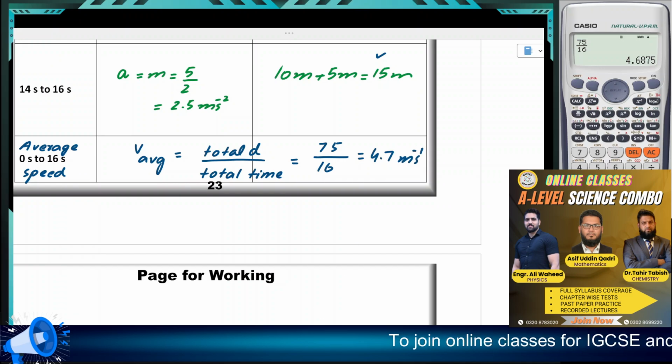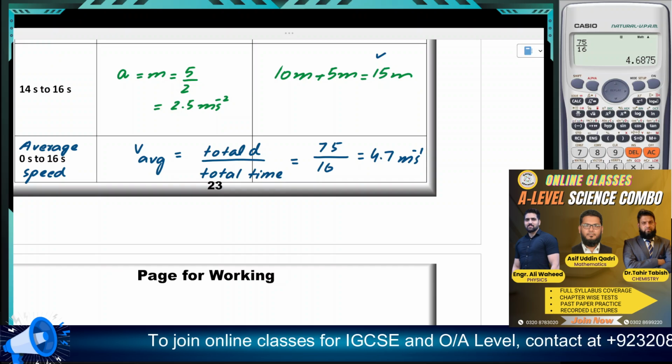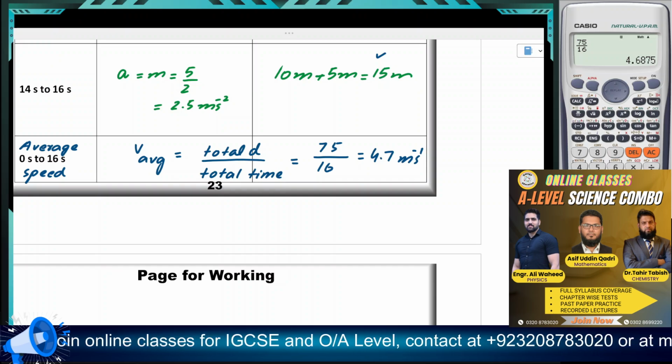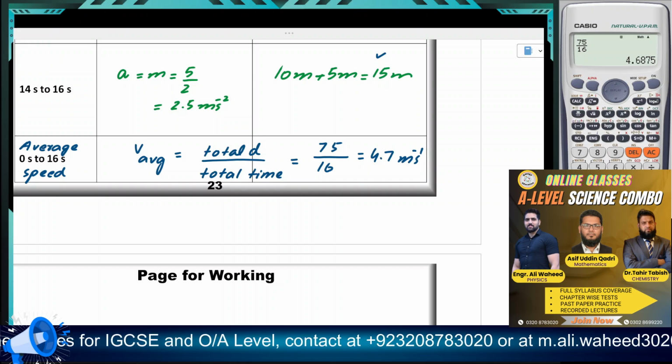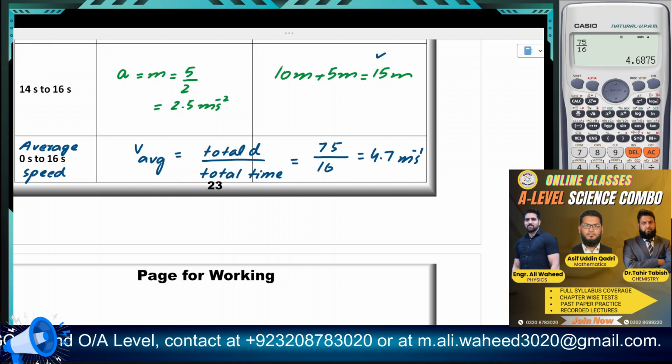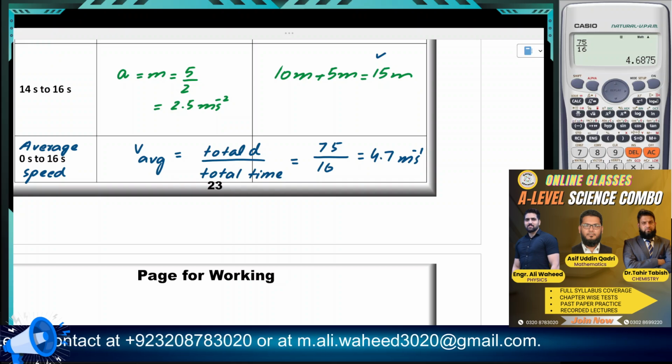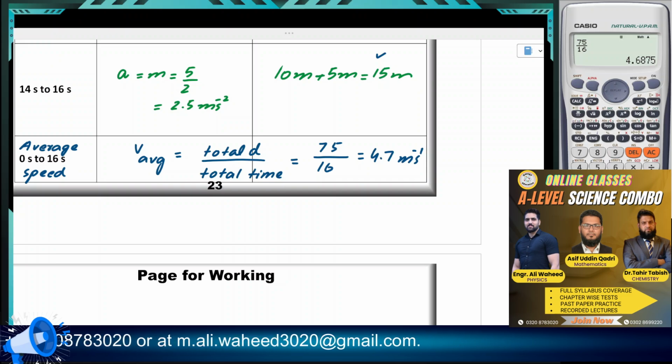And so once again, average speed doesn't mean that the vehicle would be traveling with this speed. No, it's not compulsory. Average speed simply means whatever the speed of the vehicle was, because it was different in different segments of time. If you average them out, then the speed would have been 4.7 meter per second.